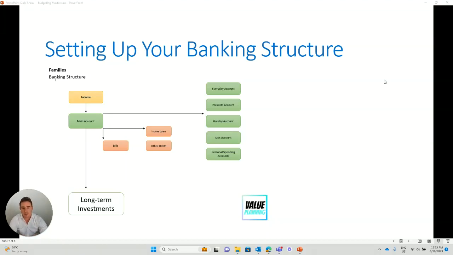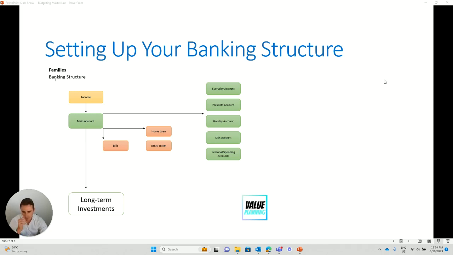Okay, so you've got a good understanding of the philosophy behind how we budget. Now we want to move into setting up your banking structure. Let me be clear: your banking structure is the most important part of your budgeting. Your banking structure needs to be set up so that it makes it easy for you to adhere to your budget.